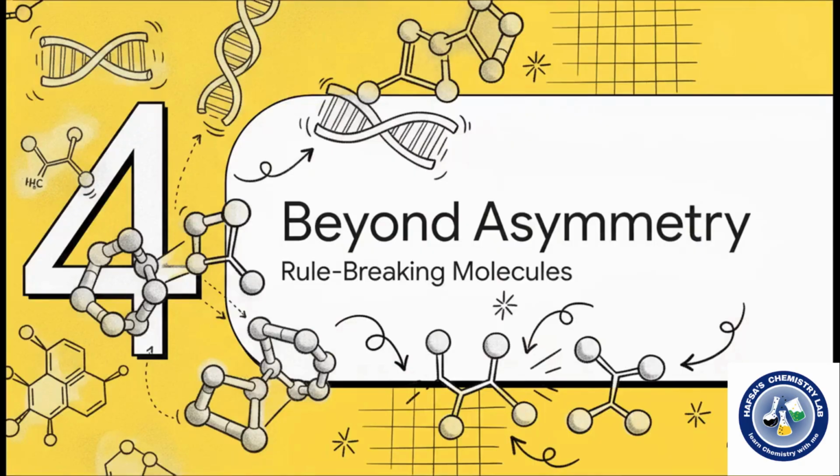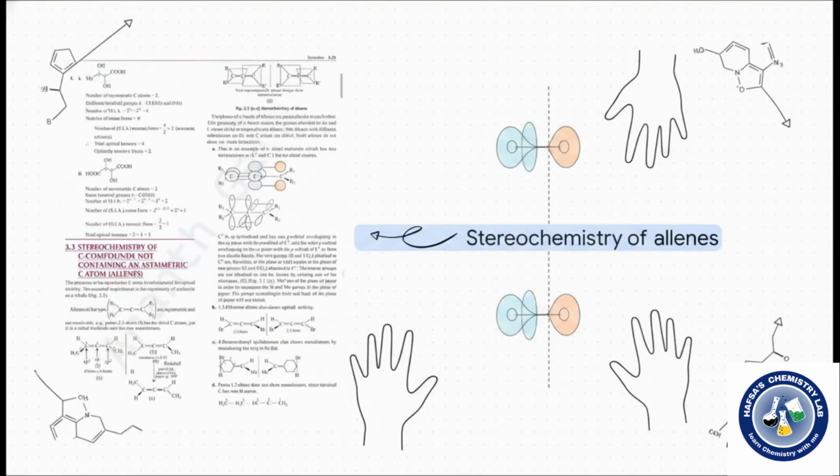Okay, section 4, beyond the asymmetric carbon. Up to this point, we've basically relied on having a central carbon atom bonded to 4 different things. But hey, nature loves breaking the rules. Let's look at molecules that pull off chirality without a traditional asymmetric carbon at all.